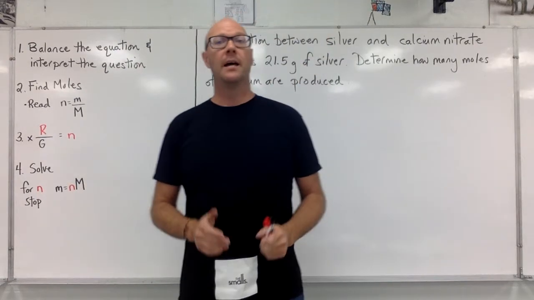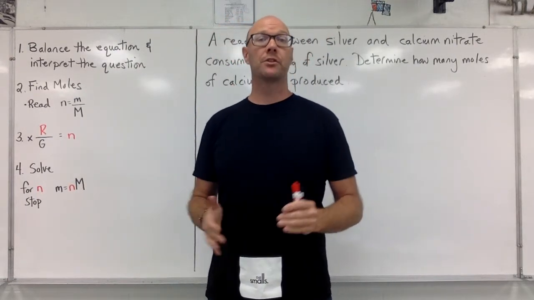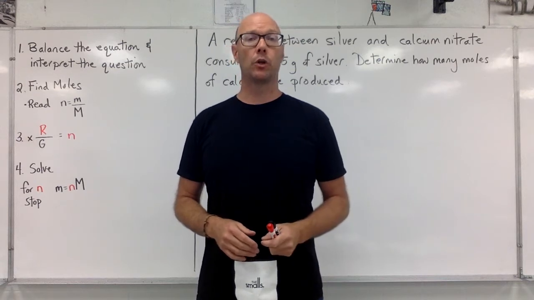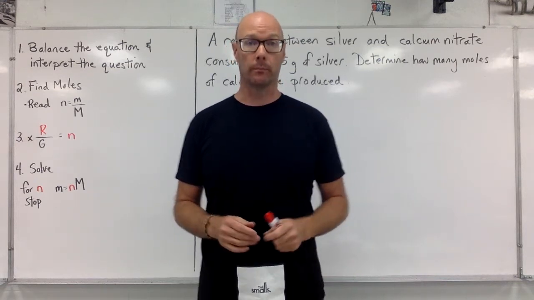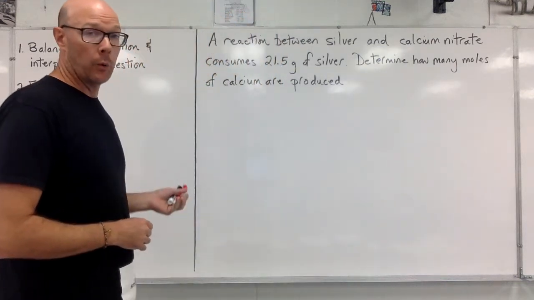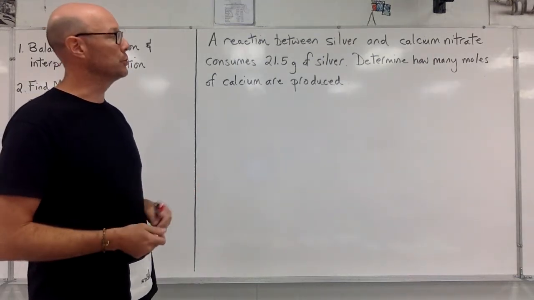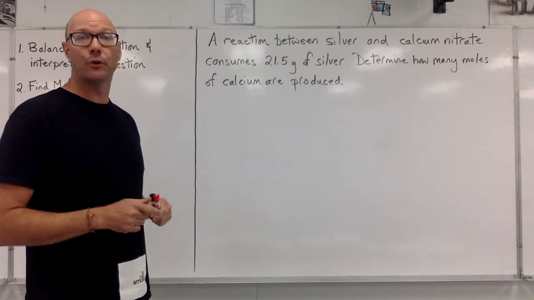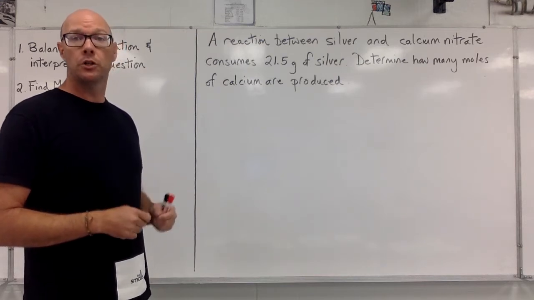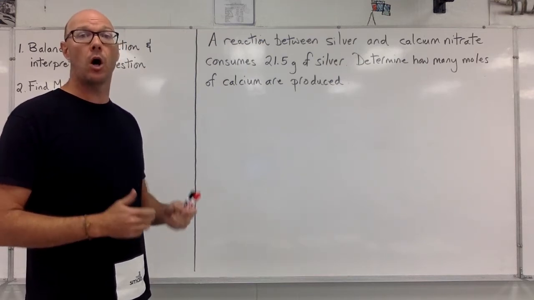Hi everyone, this is an example of a mass to mole style stoichiometry problem. Here we go. A reaction between silver and calcium nitrate consumes 21.5 grams of silver. Determine how many moles of calcium are produced.